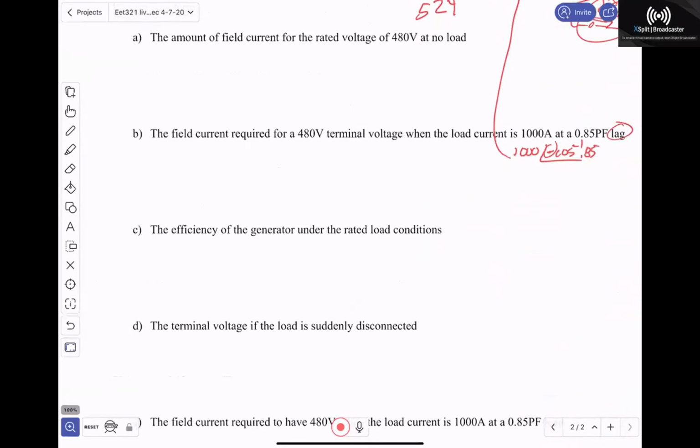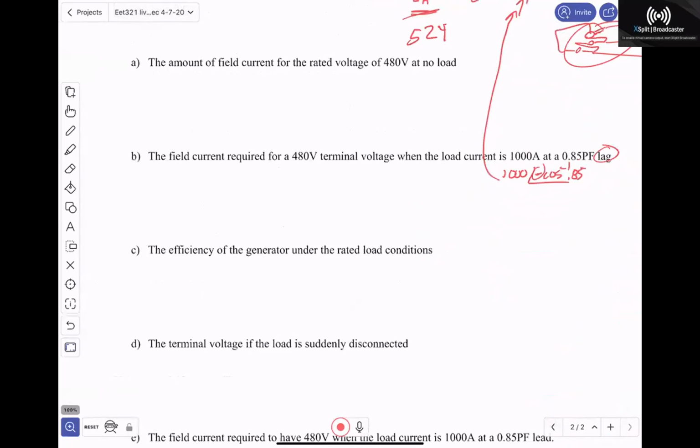Okay. How do you calculate efficiency? What's the general equation for efficiency? P out over P in. Yeah, very good. P out over P in. What's P out?